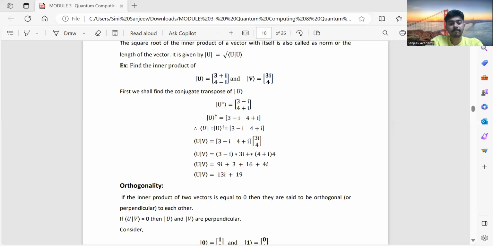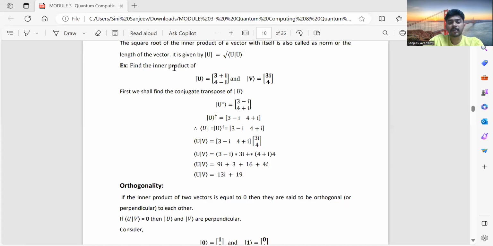So, dear students, today I'm going to discuss quantum gates. But before that, I'll just do the problem which I had done in the last class, in the last video, which I have not completed.